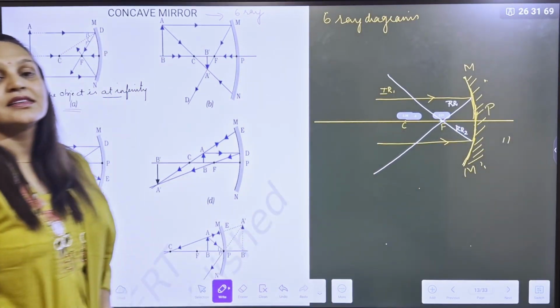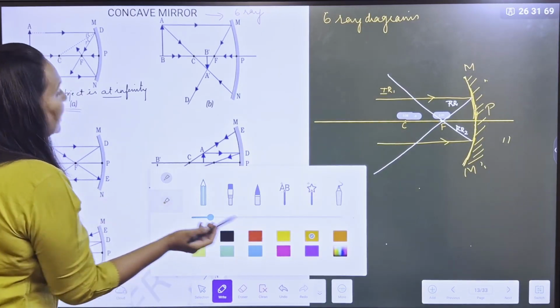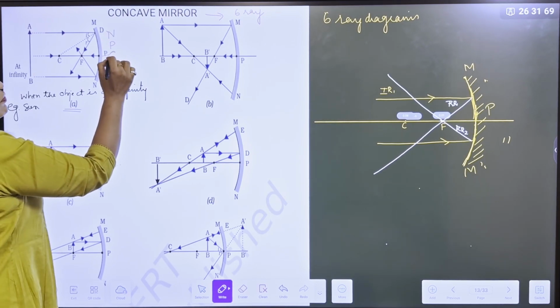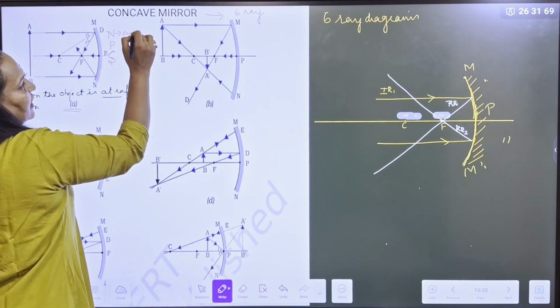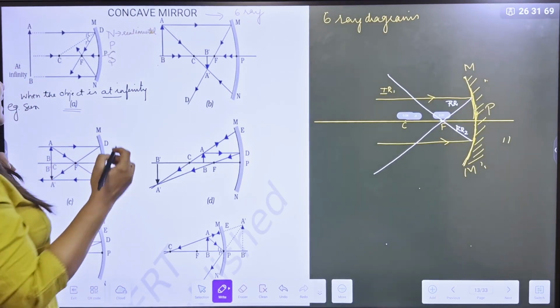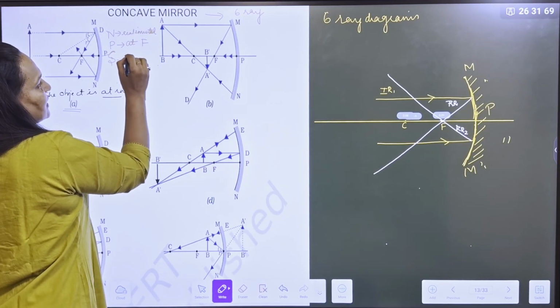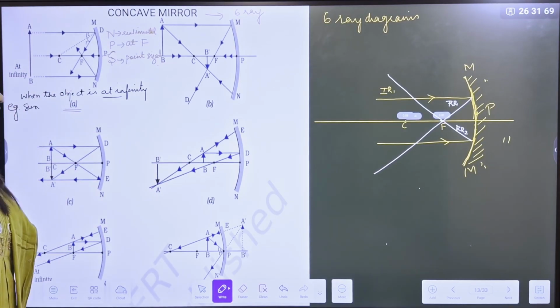So what are the characteristics of the image? Shall we write NPS? Characteristic means nature, position and size. Nature means real and inverted. This image is real and inverted. This image can be caught on a screen. Position at focus. Size, point sized. Hope everybody understood. So this first ray diagram is done. Good job.